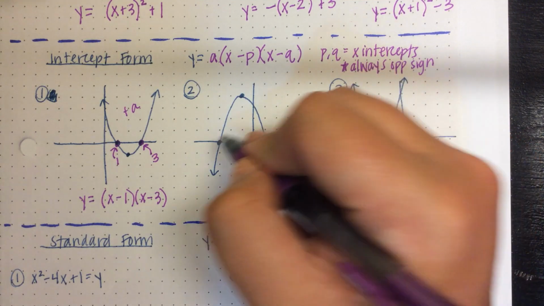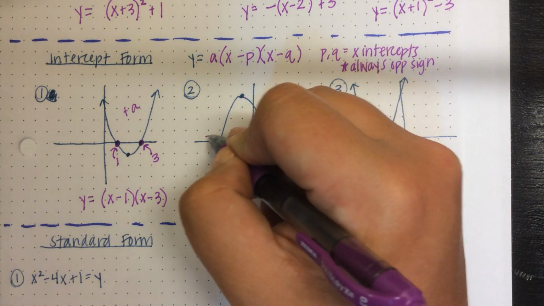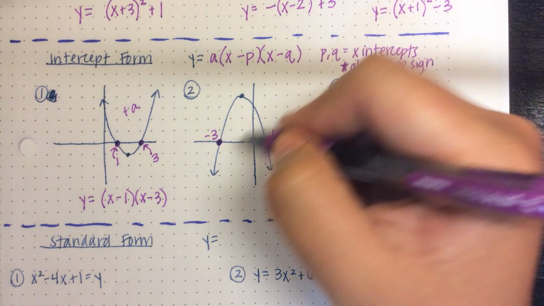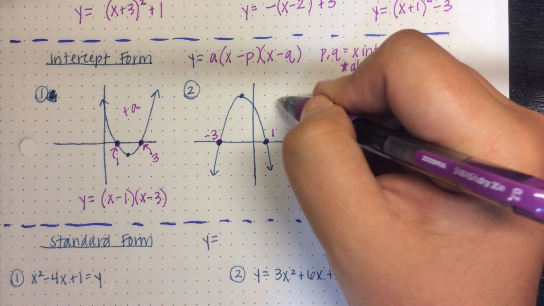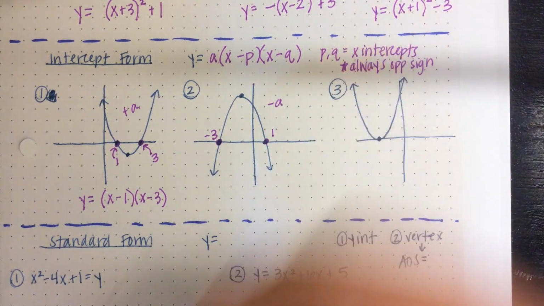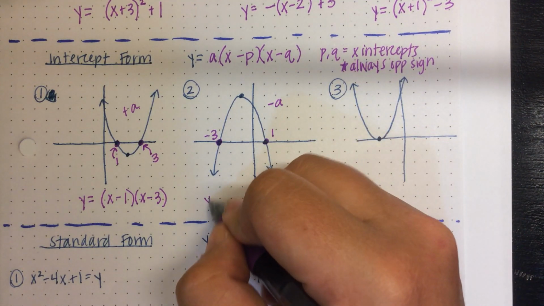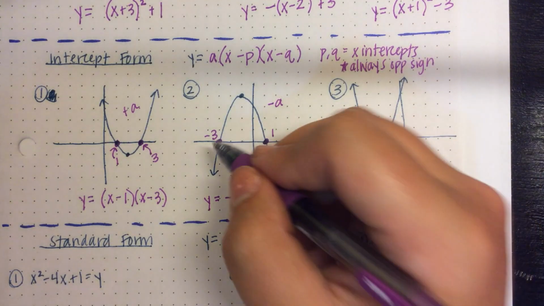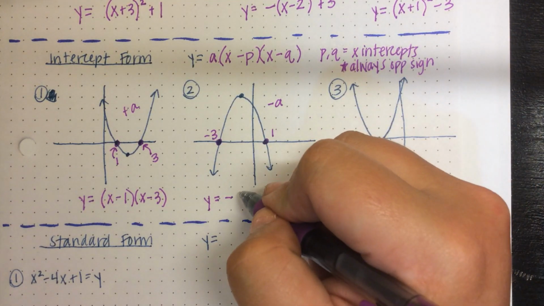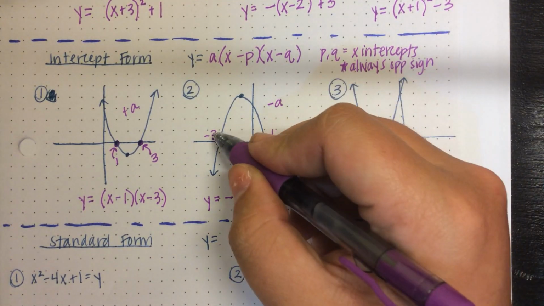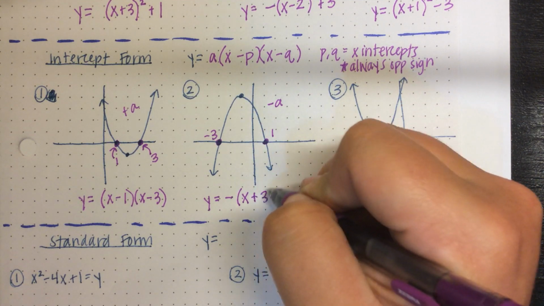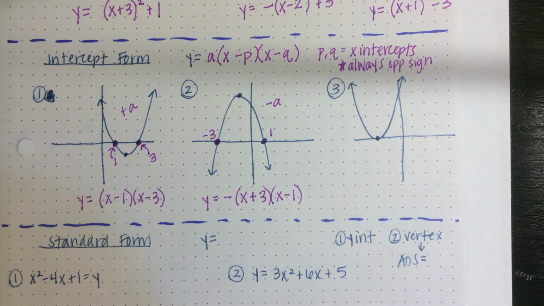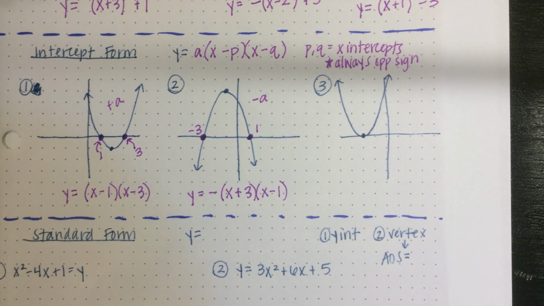Okay, for number 2, my x-intercepts, I got one at -3, and I got one at +1. This one's going down, it's a mountain, it's an upside down U, so that tells you I'm going to have a -a, so a negative out front. So I have y equals, got a negative. I'm going to start with the left one, it doesn't matter which one we start with. A -3 is going to become a +3 when I plug it in, and a 1 is going to become a -1 when we plug it in. And there's our equation in intercept form.